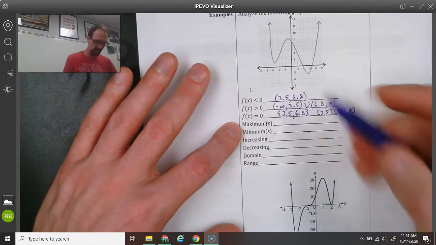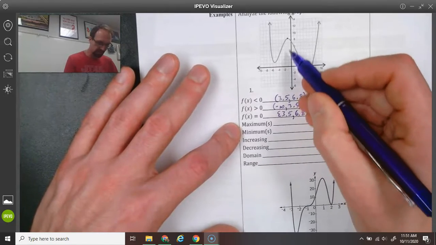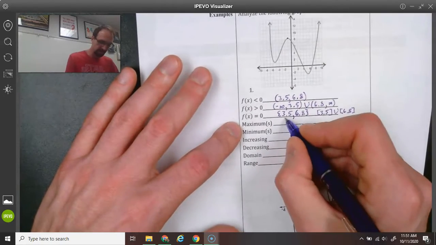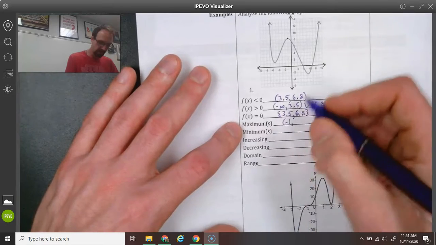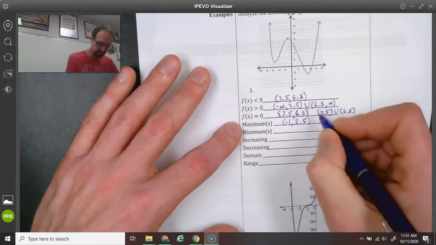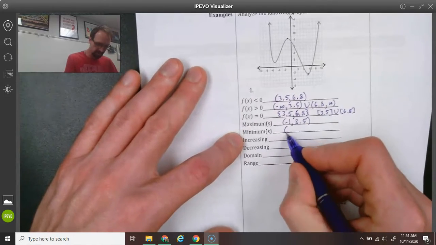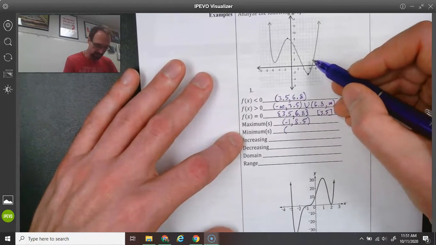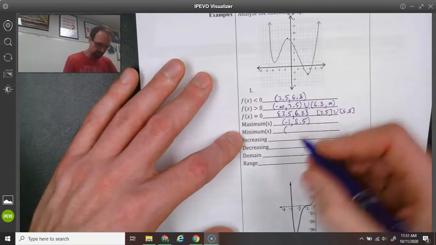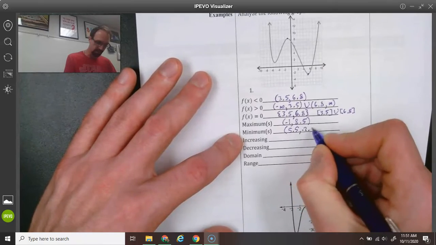Maximums. Maximums on the graph looks like I have one maximum here. That's about -1, and then a little bit above 8, somewhere between 8 and 9. So maximum, is that going to be at -1, comma, let's say it's about 8.5. Minimum, this would be like this value here, and then that's going to be about 5.5, and then -2.5. So 5.5, and then -2.5.